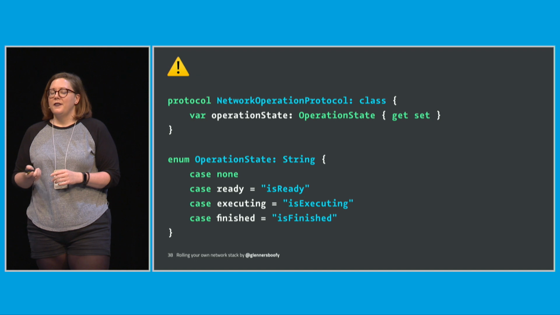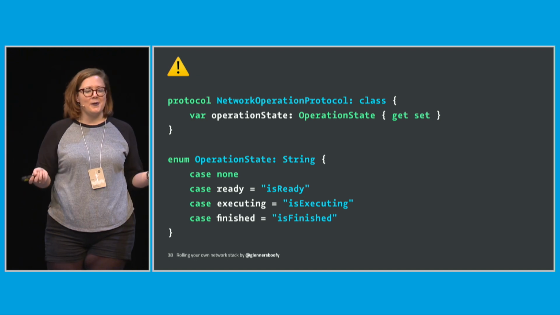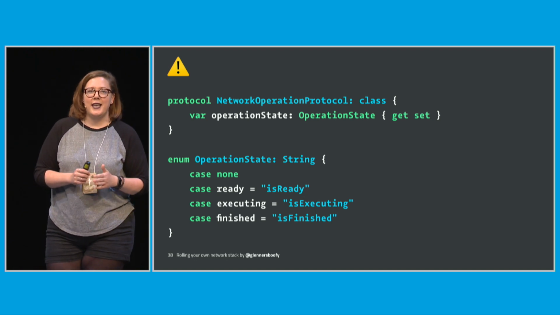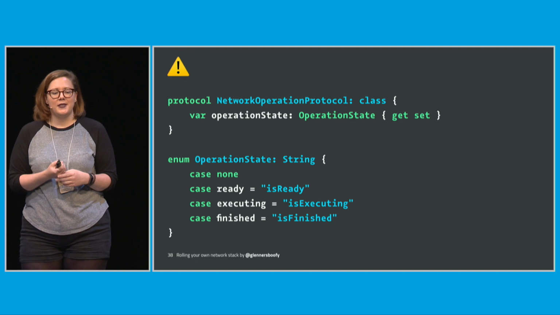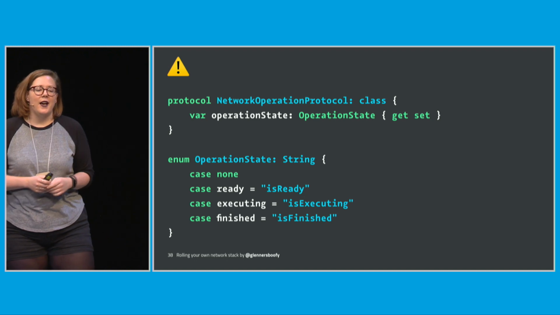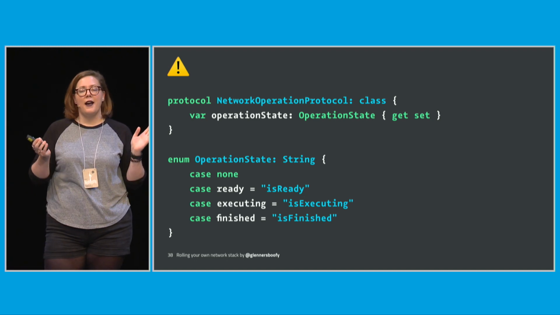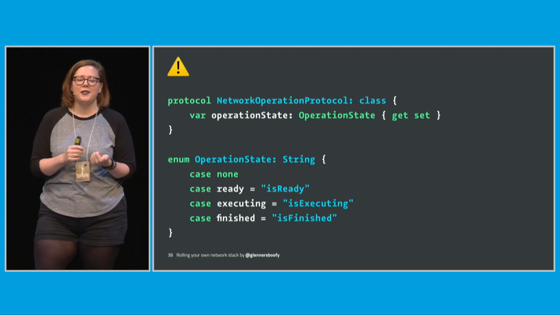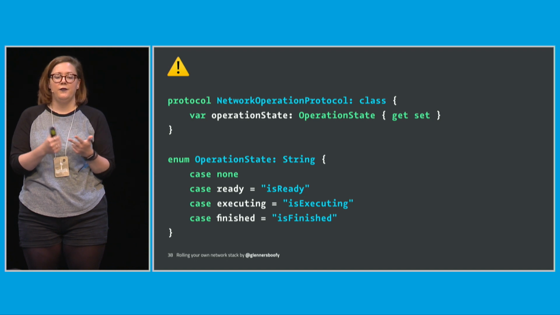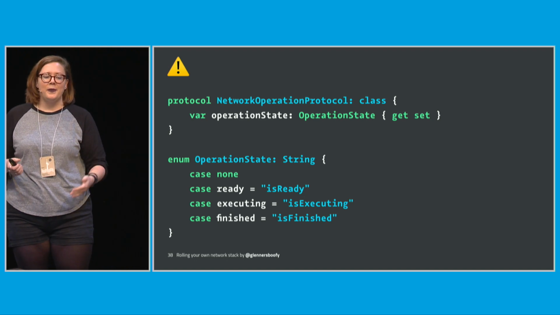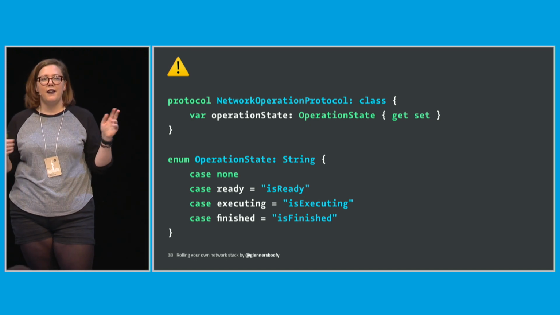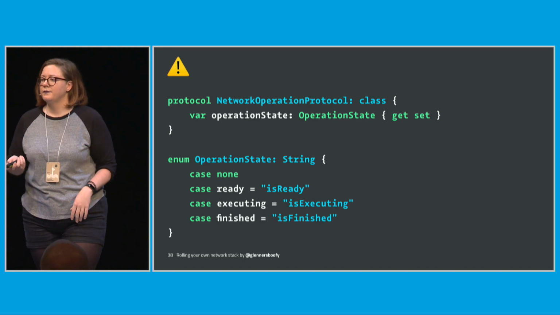Now, I don't want to be hand-wavy, so I will show you this network operation protocol and try to explain what it's doing. I would say it's something that we used that made operation a little bit more Swifty. So in operation, you have state, or you have functions that you need to override to let the operation queue know if it's ready, executing, or finished. So we made this enum so that we could easily calculate if they're ready, executing, or finished.